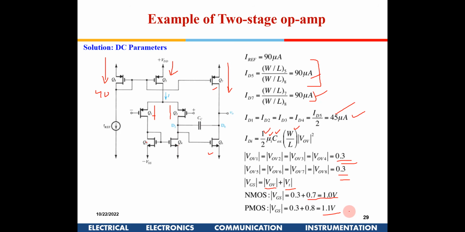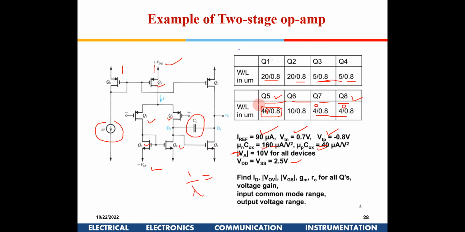I'll share these slides so you can verify these answers. The only thing is you can make this as 4. I think the rest of the things will be okay. Either we make that 4, or you can keep I reference as only 9. In both cases it will work fine.